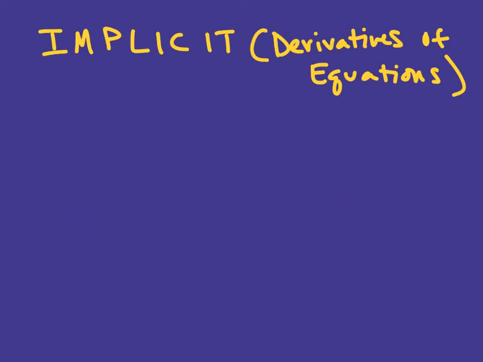One of the other reasons why the chain rule is so important is it allows us to take derivatives of equations.